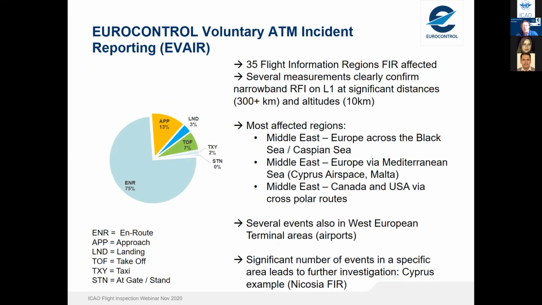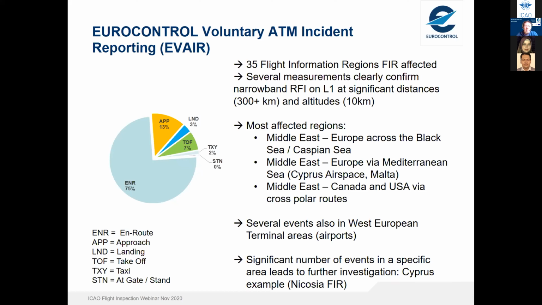The most affected regions are Middle East to Europe, routes across the Black Sea, Caspian Sea, across the Eastern Mediterranean, so that's Malta and Cyprus and adjoining airspace, and also some of the cross-polar routes that would go over Norway and Finland. That said, it's not only a Middle Eastern issue, it's also in some Western European terminal areas at airports that have seen cases.